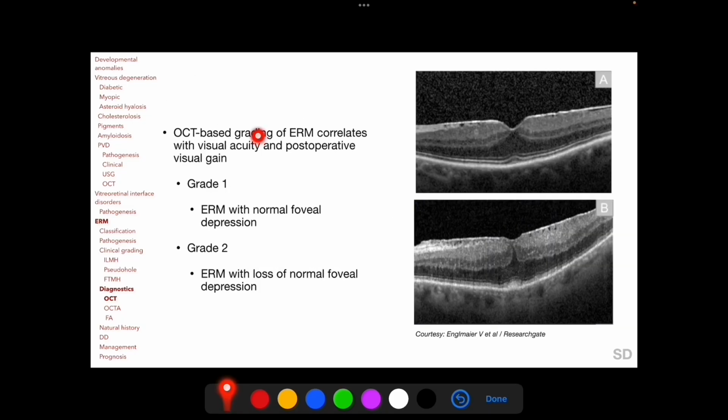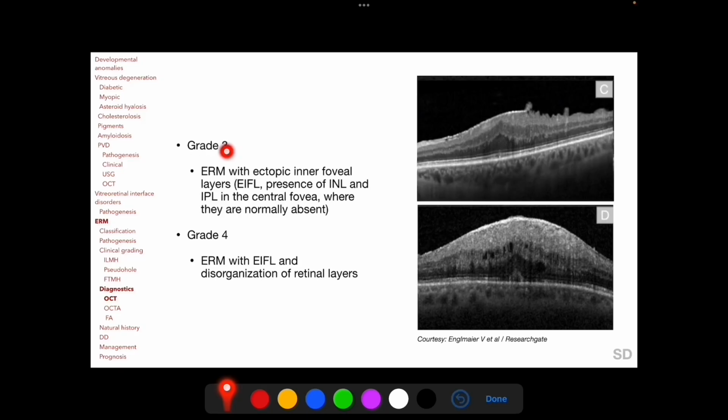OCT-based grading of epiretinal membrane correlates with visual acuity and post-operative visual gain. Grade 1 epiretinal membrane has a normal foveal depression. Grade 2 epiretinal membrane has loss of normal foveal depression. Grade 3 epiretinal membrane has ectopic inner foveal layers, which is defined as presence of the inner nuclear layer and the inner plexiform layer in the central fovea, where they are normally absent. And grade 4 epiretinal membrane refers to ectopic inner foveal layers along with disorganization of the retinal layers.